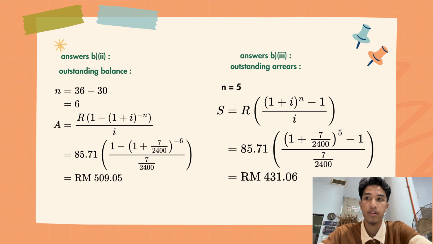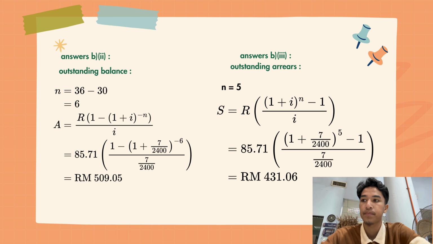Question number 3. If her father missed the first 4 monthly payments, how much should he pay on the 5th payment to settle the outstanding arrears? n equals 5. The formula is S equals R bracket 1 plus i to the power of n minus 1, over i. R is 85.71 bracket 1 plus 7 over 2400 to the power of 5 minus 1, over 7 over 2400. You get RM 431.06.